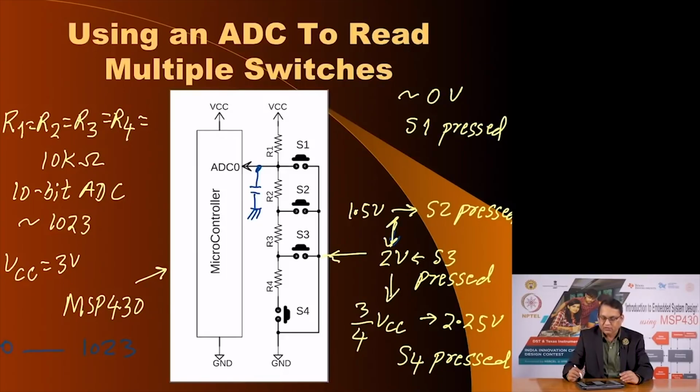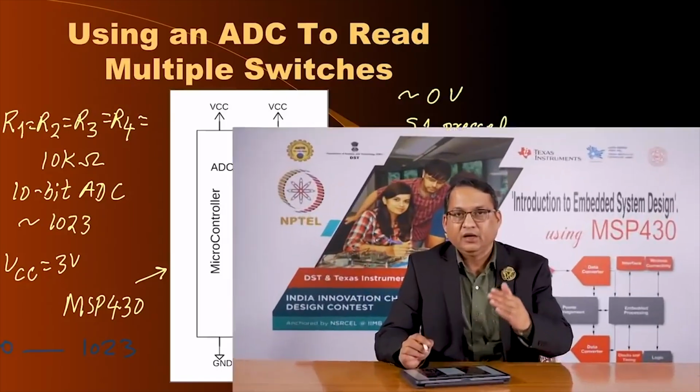And so, one method could be to appropriately select the values of R1, R2, R3, R4 to be non-equal values, so that you get a voltage range which is in equal parts from VCC to 0.